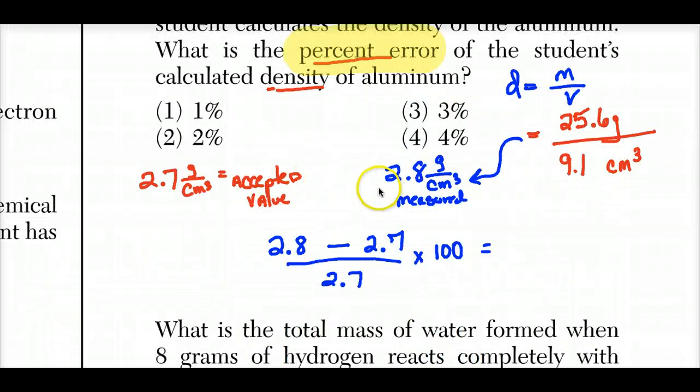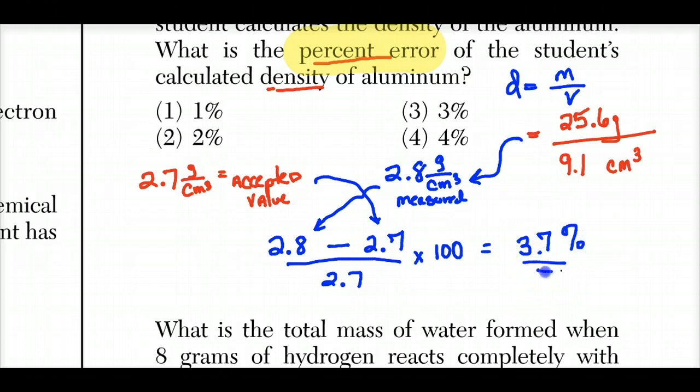So when you take your measured value minus your accepted, all over the accepted, as outlined in Table T for the percent error formula, and times it by 100, you will get a 3.7 percent error. And we can round that to 4. And that's why choice 4 was the answer.